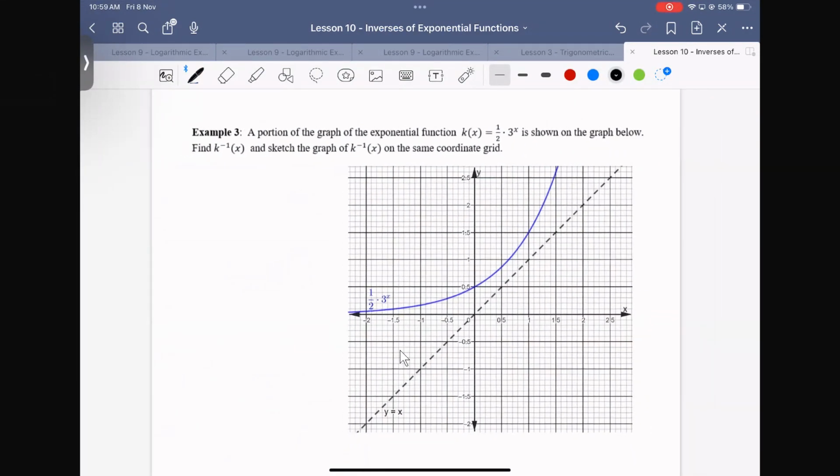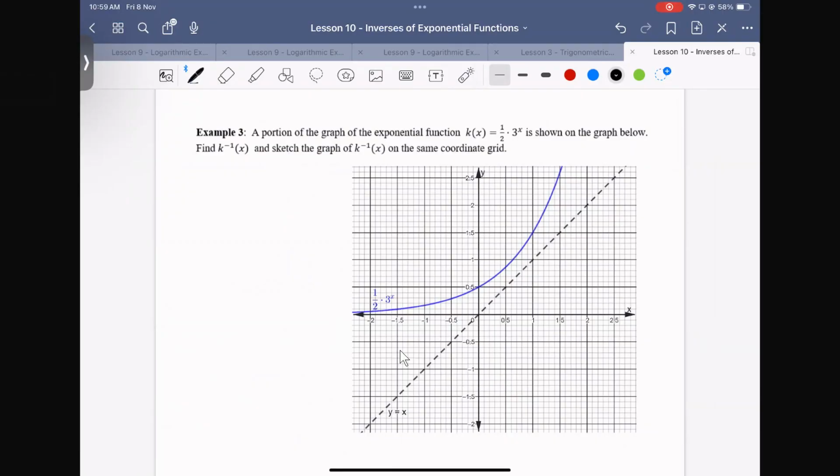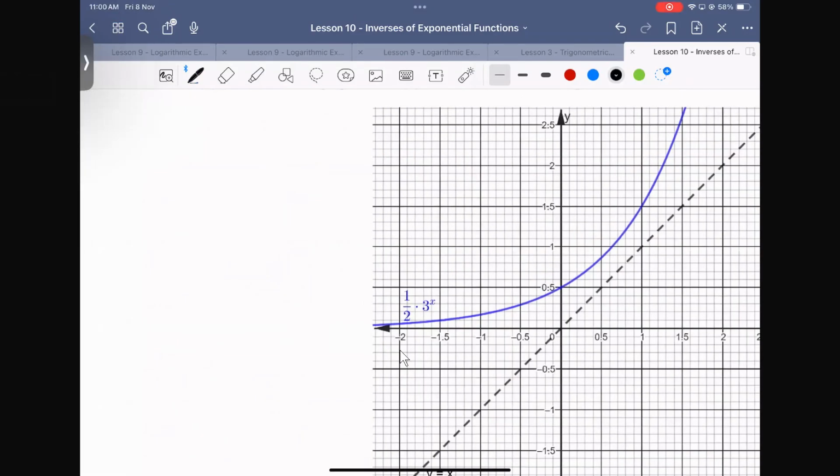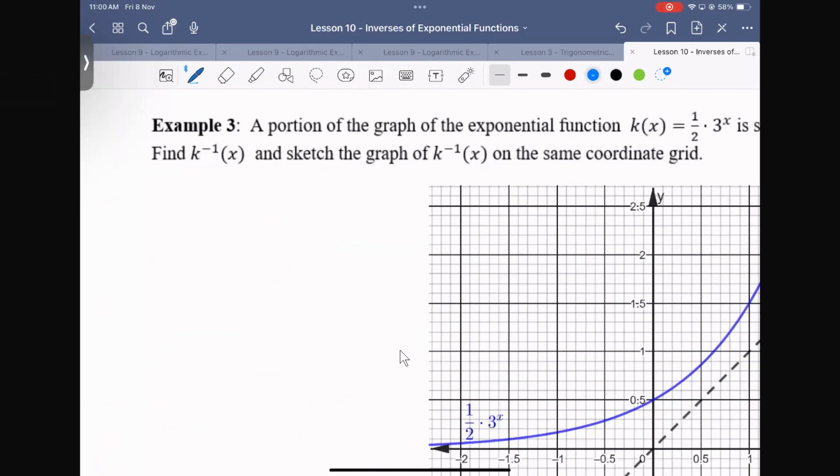So a portion of the graph of the exponential function k of x equals a half times 3 to the x is shown in the diagram below. Find the inverse and then sketch the inverse. So let's have a go at finding the inverse first. We have the function k of x is equal to a half times 3 to the x. So switch the domain and range to make the inverse relation first. So we can say that x is equal to a half times 3 to the y. And then we need to rearrange to make y the subject. What should we do first?